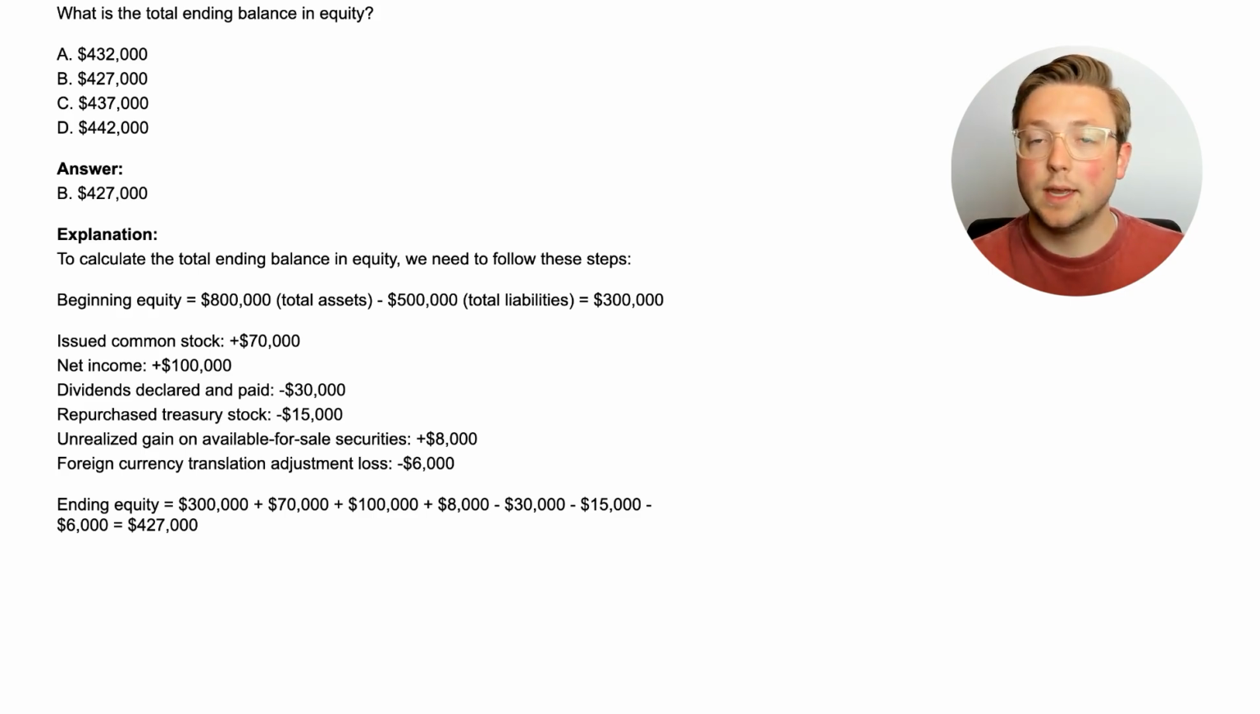We just talked about this. Assets equals liabilities and equity. So we subtract the liabilities from the assets, and that gives us the equity, $300,000. Now we have something to add all the other equity accounts to.